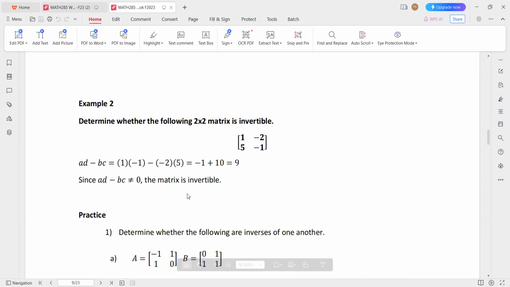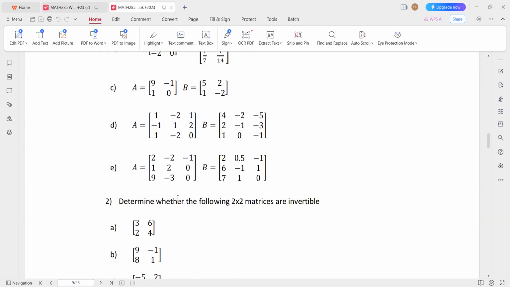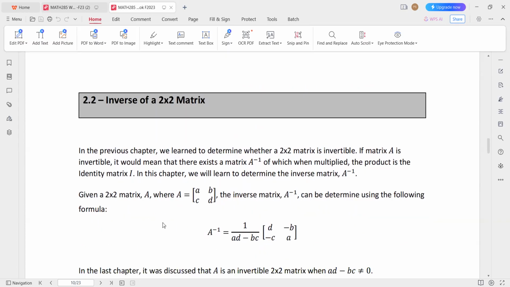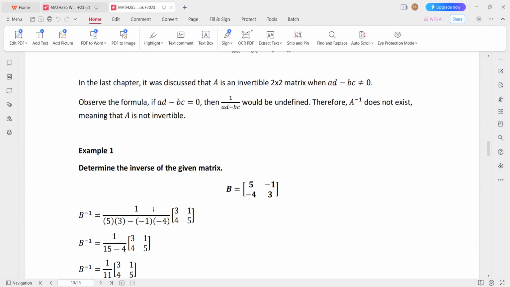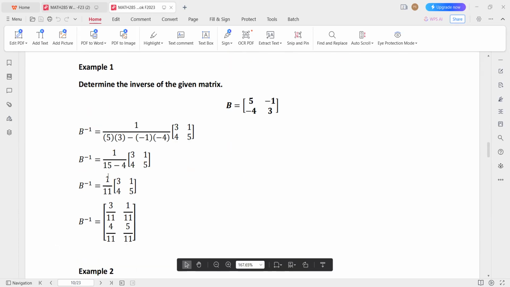Now let's move on to the inverse of a 2 by 2 matrix. If you are being told to find the inverse, you have to find the determinant first. So we find the determinant, which is 5 times 3, 15, minus open bracket 4. So 15 minus 4 gives you 11, which is why you have 11 here, right?